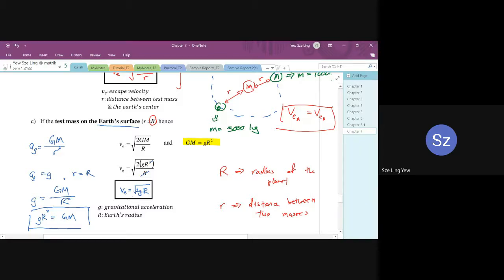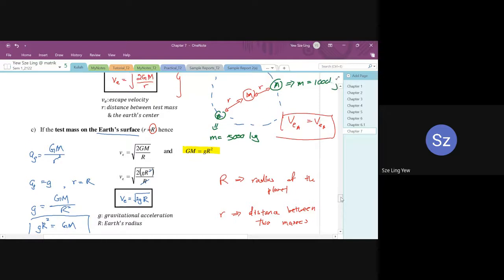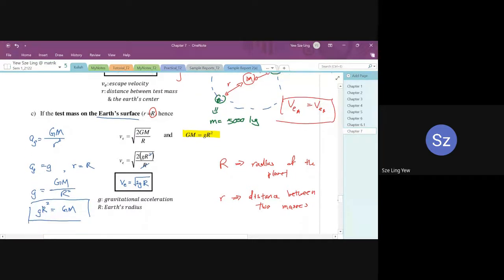So again, you see, test mass doesn't affect the value. The thing that affects the value is the radius of the Earth, the radius of the planet. So this is the escape velocity.